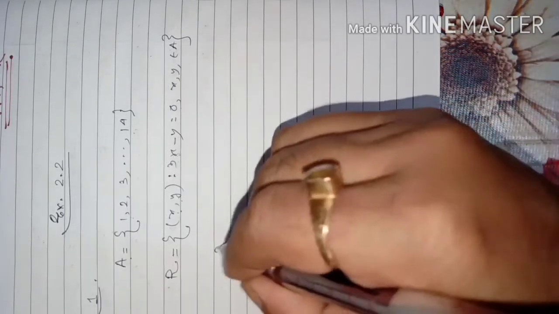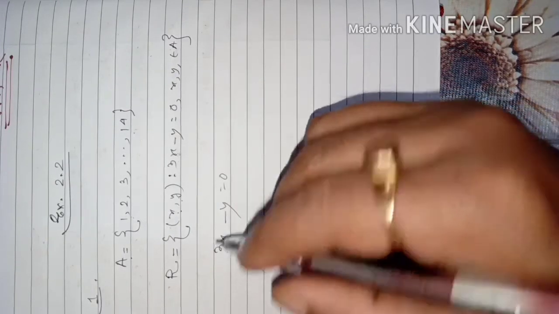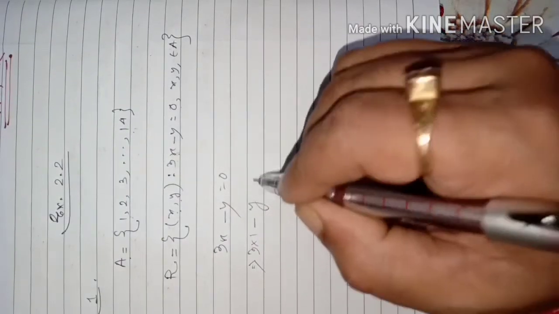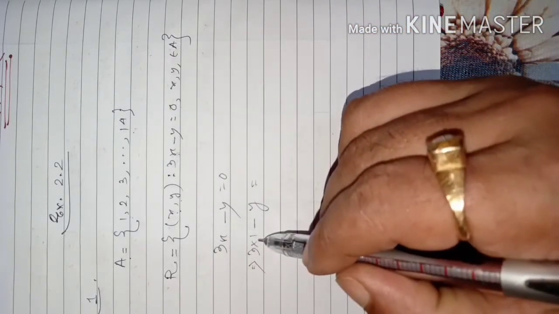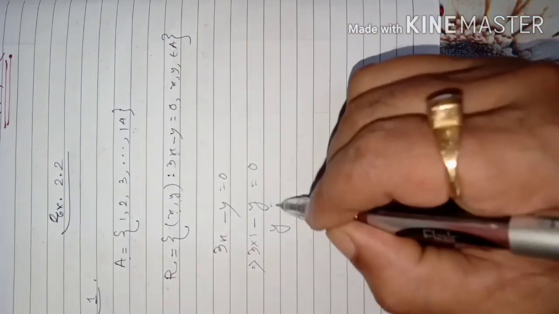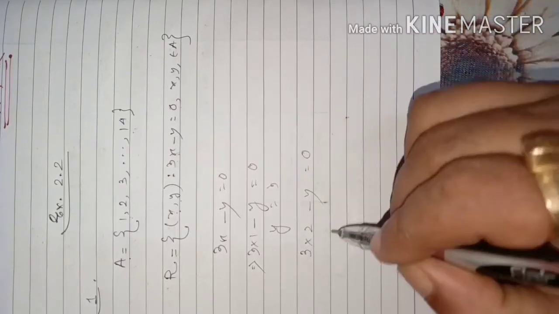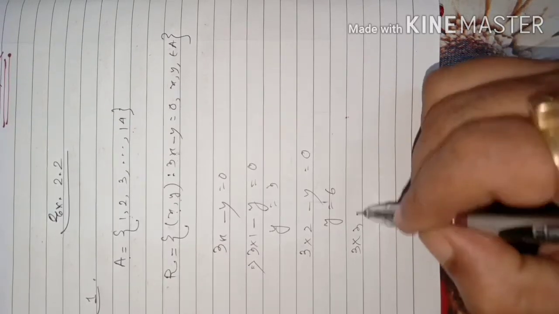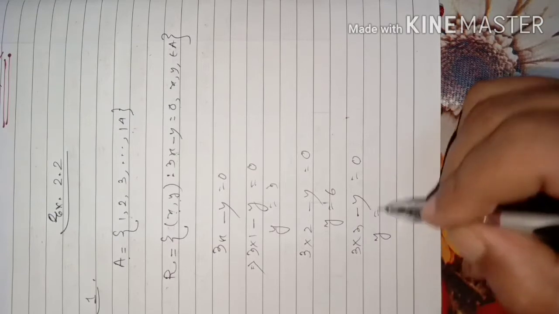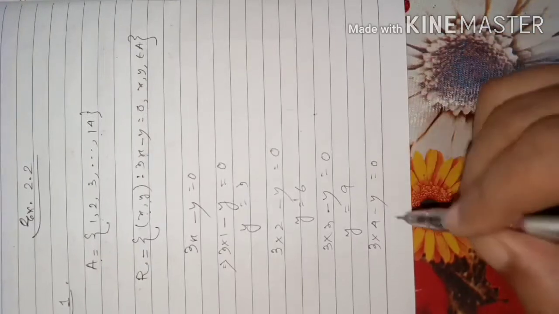It means 3x minus y equal to 0. So here you can take numbers from 1 to 14. Only for x you take, y automatically comes out. For x equal to 1, y will be equal to 3. If you take 2, 3 into 2 minus y is equal to 0, then y will be equal to 6. If you take 3, 3 into 3 minus y is equal to 0, so y is equal to 9. If we take 4, 3 into 4 minus y is equal to 0, so y is equal to 12.